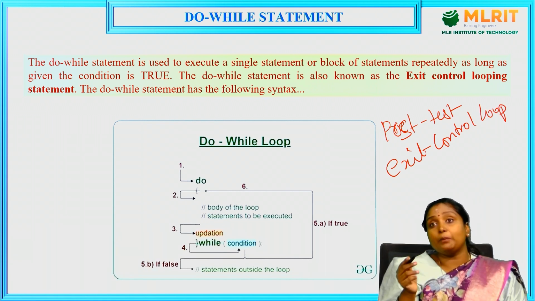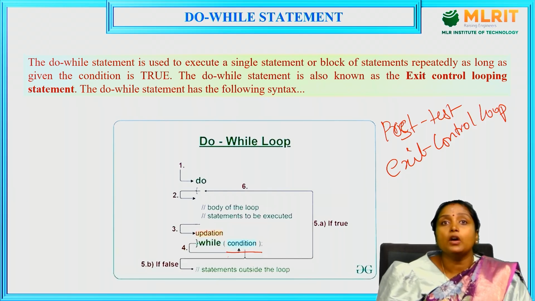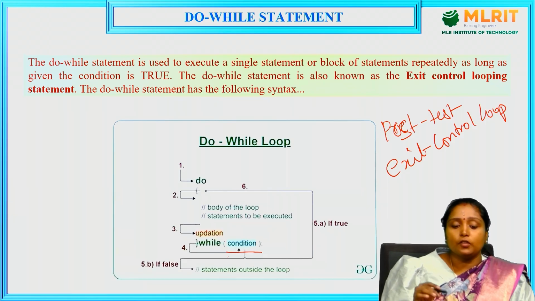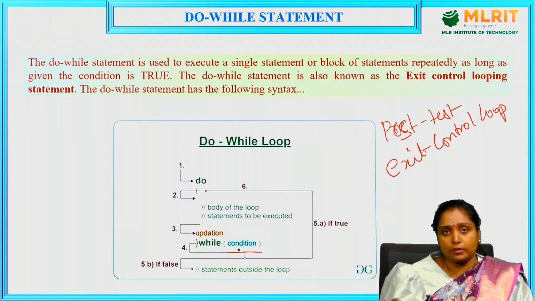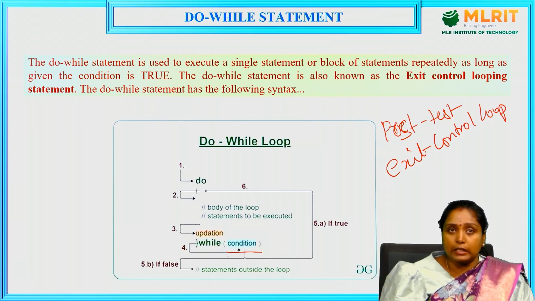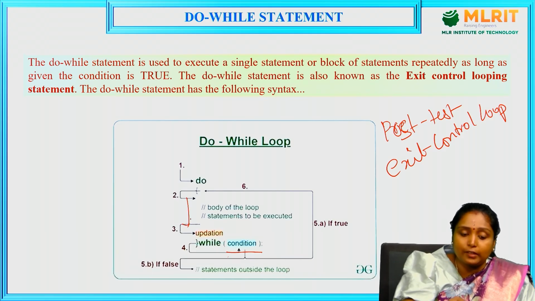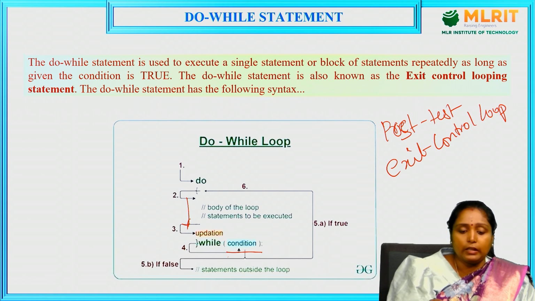Exit control, the name itself, exit control. At the execution time, at the exit statement, you are going to check the condition. So until and unless the condition becomes true, it will execute the statements. But irrespective of the condition, the do while loop will execute the statements at least once, because first it executes the statements, then it checks the condition. That's why.